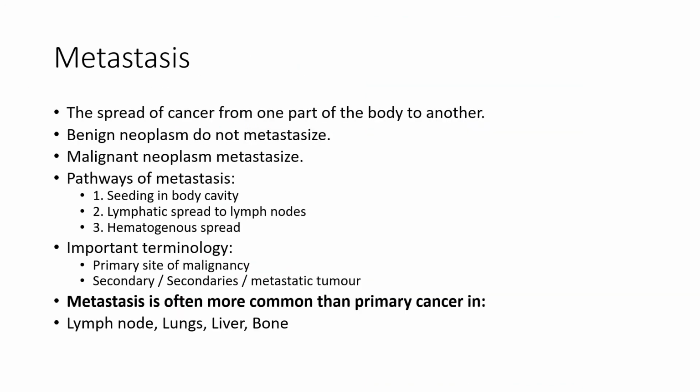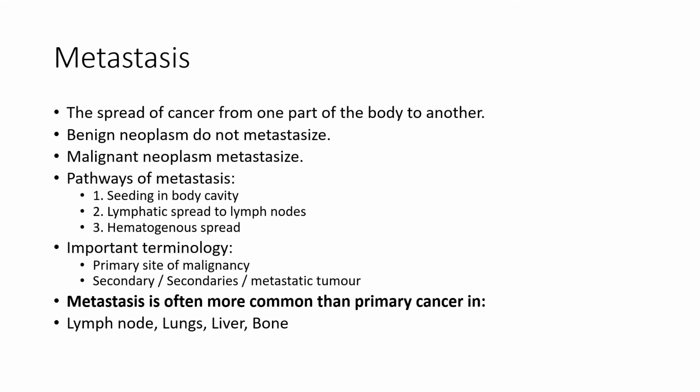Metastasis is the spread of cancer from one part of the body to another part of the body. Benign neoplasms do not metastasize, and malignant neoplasms may metastasize to other parts of the body. There are three pathways of metastasis: seeding in body cavities, lymphatic spread to lymph nodes, and hematogenous spread via the blood vessels. This is important terminology in terms of metastasis.